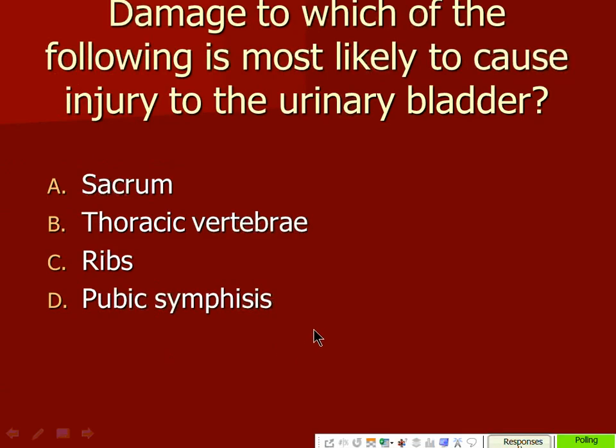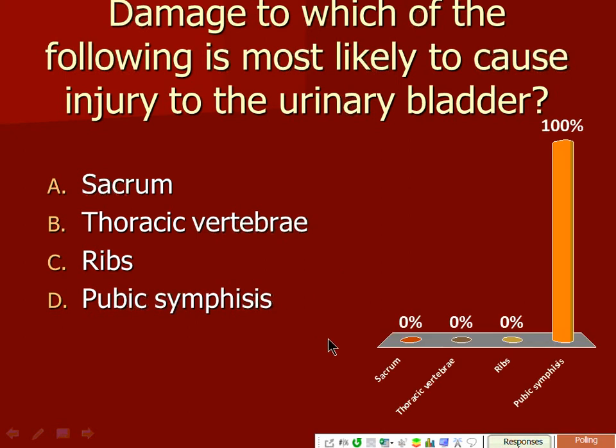So let's answer this question. Knowing where the bladder is present, damage to which of the following is most likely to injure the urinary bladder? Very good. Pubic symphysis. The bladder is directly related to the pubic symphysis because it's anterior. It's the rectum which is related to the sacrum, and thoracic vertebra and ribs, of course, don't come into play at all.